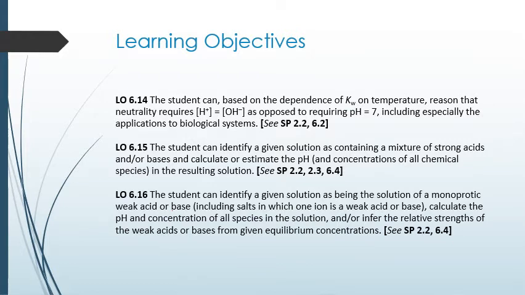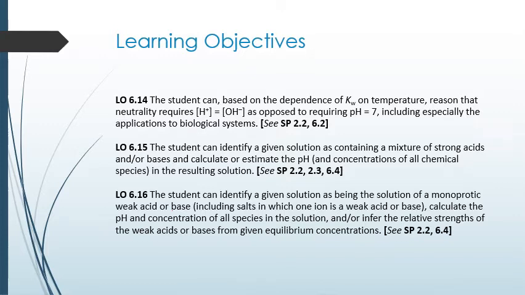In this video, the student can, based on the dependence of Kw on temperature, reason that neutrality requires H plus to equal OH minus concentrations, as opposed to requiring a pH of 7, including especially those applications to biological systems. The student can identify a given solution as containing a mixture of strong acids and or bases and calculate or estimate the pH and concentrations of all chemical species in the resulting solutions.